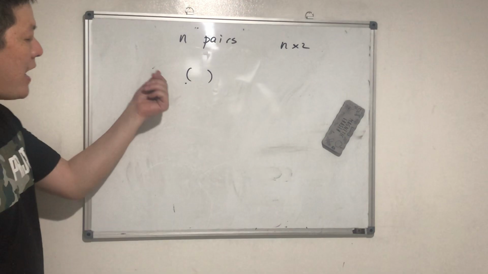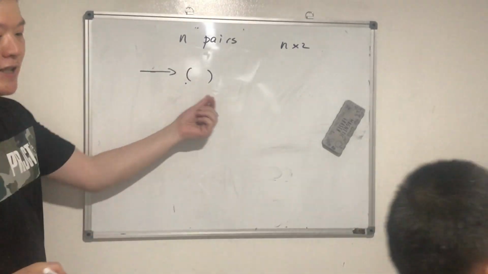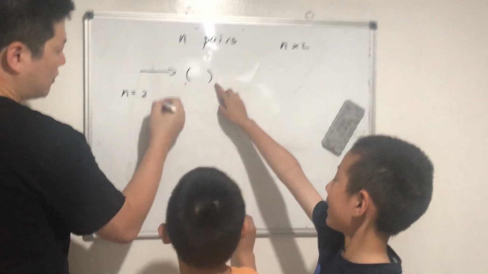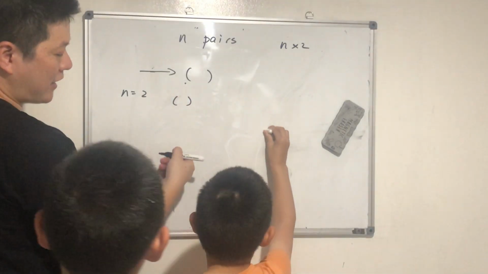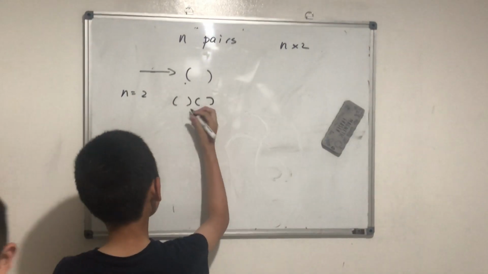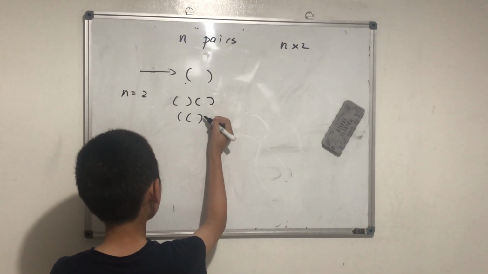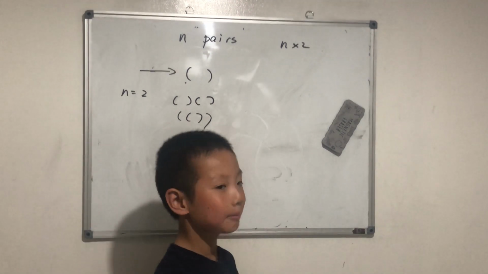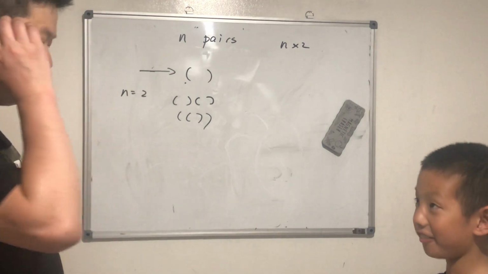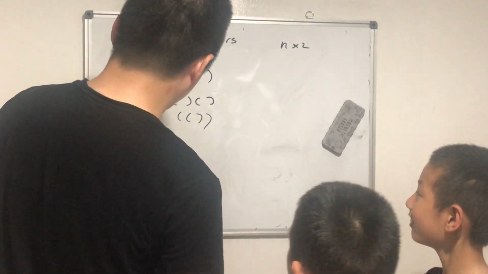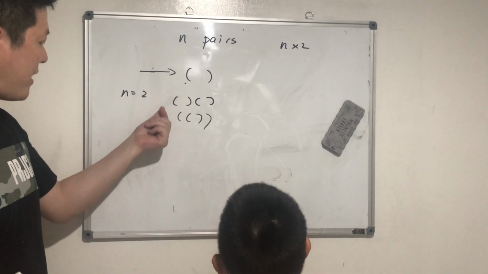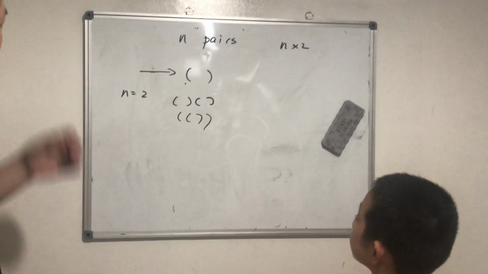For example, n equals 1 is easy. When n equals 2, it would be that for 1. Can you write the answer for n equals 2? Two pairs, how many possibilities are there? Any other options? Yes, I think you're right, those are the only valid pairs of parentheses.